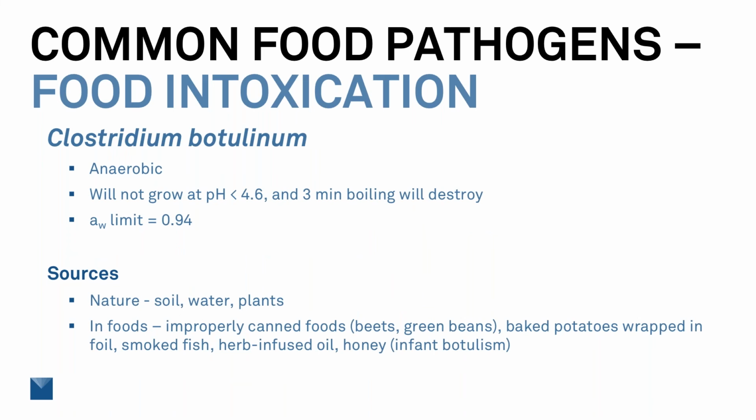Next, we're going to talk about botulism. It's anaerobic. It will not grow in a pH below 4.6, and it just needs 3 minutes of boiling to destroy. Its water activity limit is a little higher at 0.94. So where you're going to find botulism is nature, soil, water, plants, and in foods, it's improperly canned foods, especially the low acid foods. So beets, green beans, baked potatoes wrapped in foil, smoked fish.